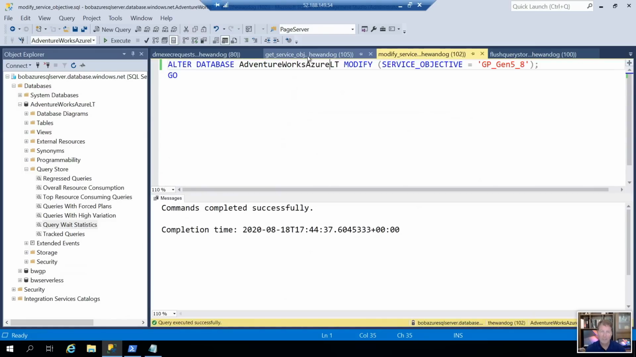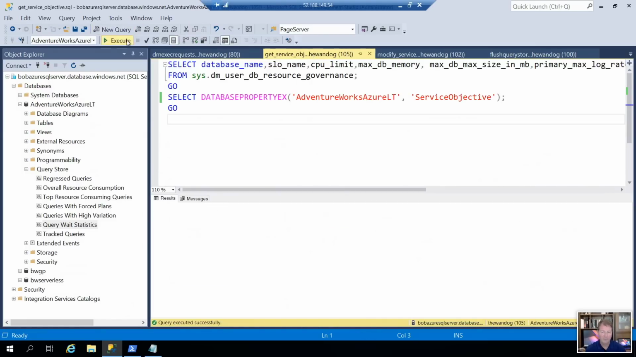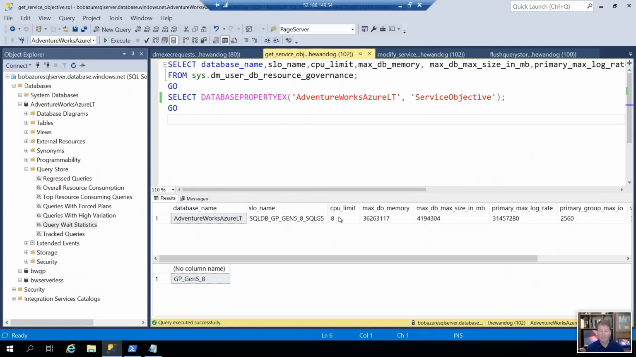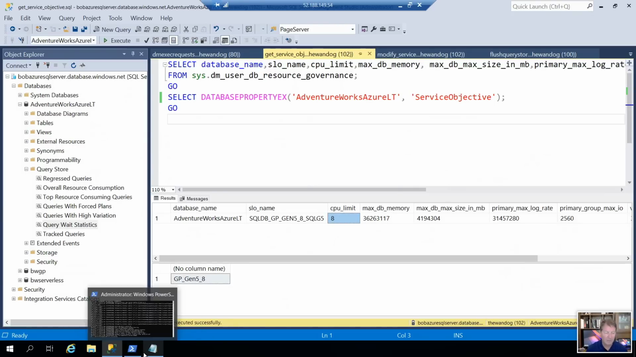And so if I go back over here and run this now, I can see that it was that quick. I mean, within seconds, I moved to an 8 CPU. It doesn't always happen that way, but in this case, it did. So let's run the workload again and see what happens.